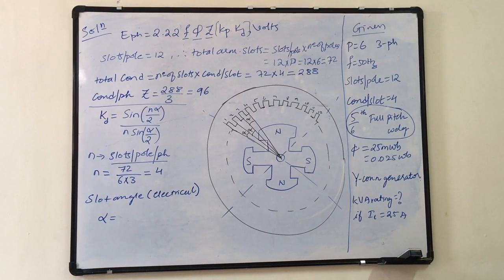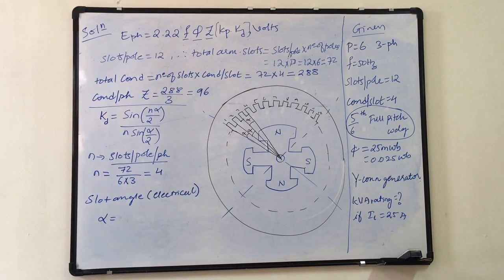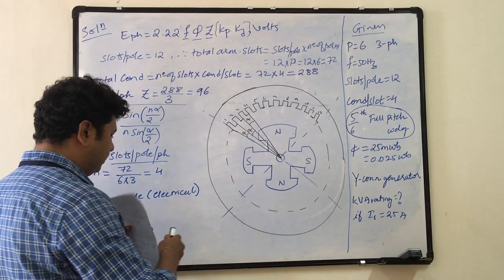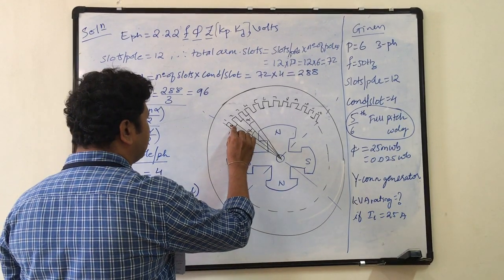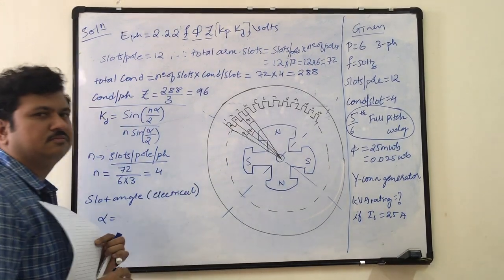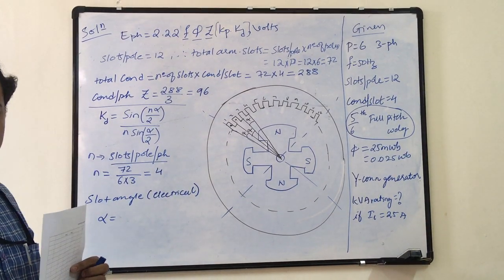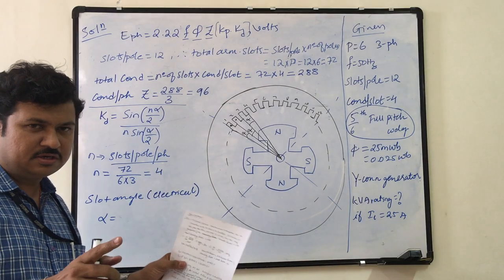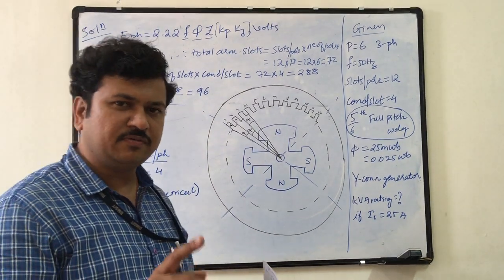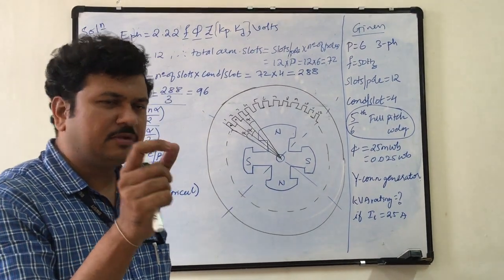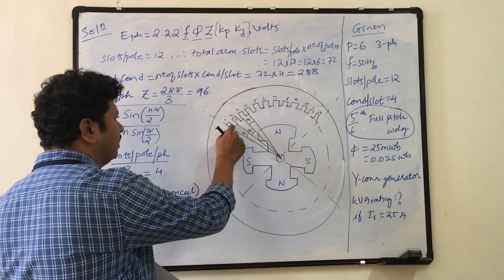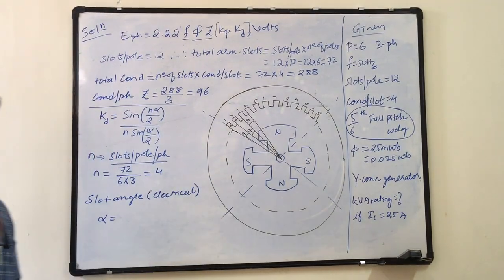Now what does the electrical angle of slot mean? It is the phase difference angle between the EMF induced in this conductor and this conductor. If I take the vector positions of conductor 1 and conductor 2 and place the vectors in space with phase difference, the angle difference between the EMF vectors of conductor 1 and conductor 2 is my slot angle.